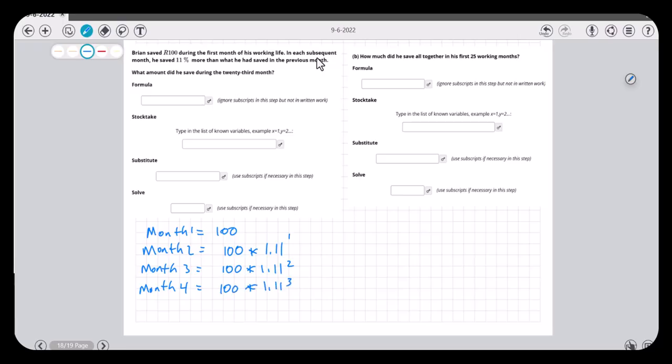So this is kind of the key. Let me get some different colors here. I'm going to write a formula for this where my N is my months and my R is my growth rate, 1.11, and my A is what he started with. And so I can write this as a formula, as a term of a sequence, as A times the rate R raised to n minus 1.